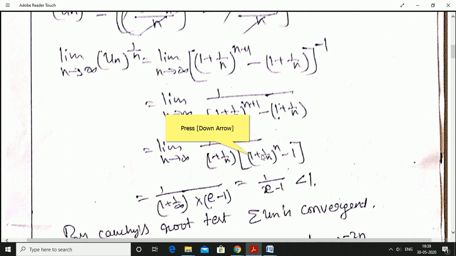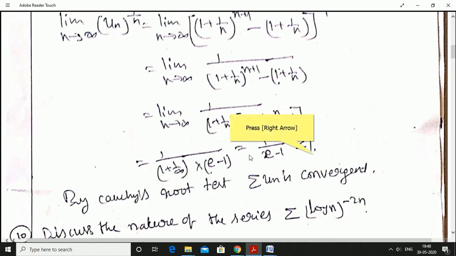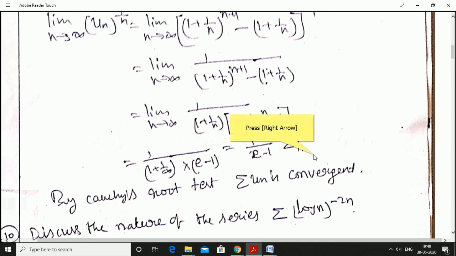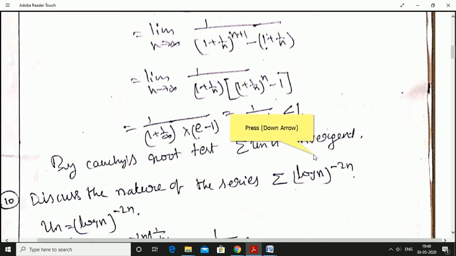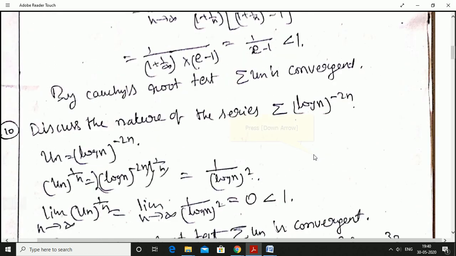Now if I apply the limit as n tends to infinity, this is 1 plus 1 by infinity. 1 by infinity is 0. 0 plus 1 is 1. 1 by 1 is 1. And this is the standard limit: (1 plus 1 by n) power n as n tends to infinity is e. So e minus 1. E minus 1 is 2.7 something, right? E is 2.7, minus 1 is 1.7. 1 divided by 1.7, definitely it is less than 1. Hence by Cauchy's root test, sigma un is a convergent series.